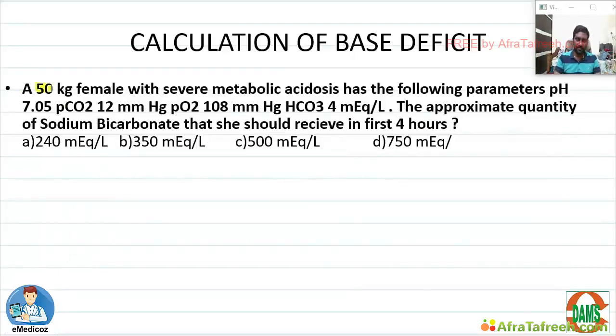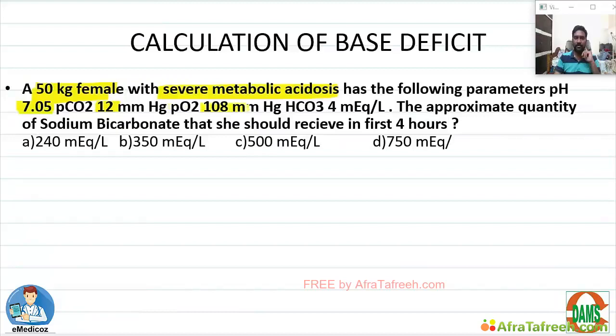Now let us see one question. There was a 50 kg female with severe metabolic acidosis. Generally severe metabolic acidosis means refractory metabolic acidosis, pH less than 7.10 or less than 7, so the range is 7 to 7.10. Even though you are treating the underlying condition, it is not improving. And the patient had parameters pH 7.05, so it is less than 7.10.